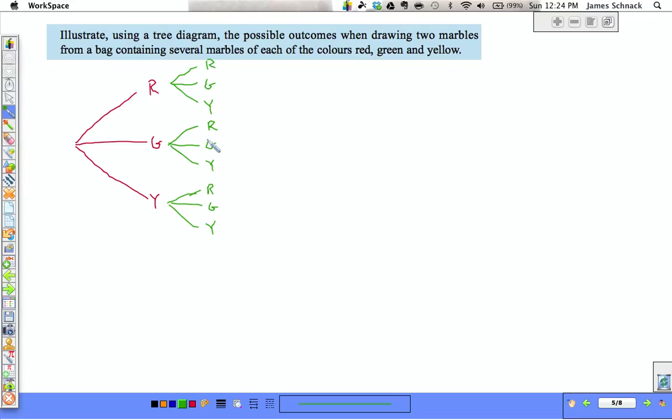So looking at this tree diagram, how many possible outcomes are there? There are 9 total outcomes. There are 9 terminating branches of this tree. These trees are going to end up being real helpful when we look at probability.